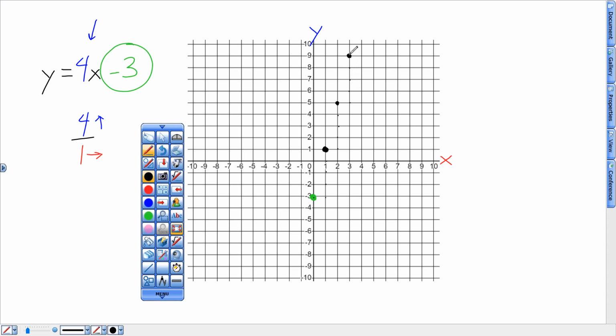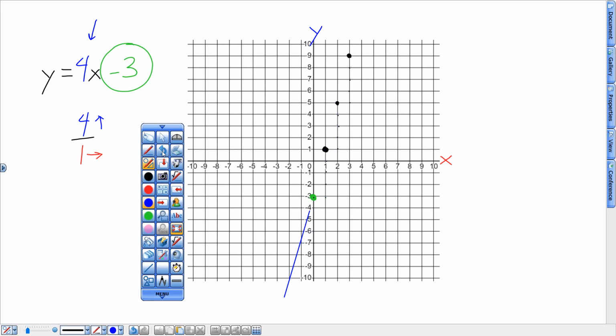Reverse that pattern, but going down. 1, 2, 3, 4, left 1. Again, practice those patterns and then draw a line through those points.